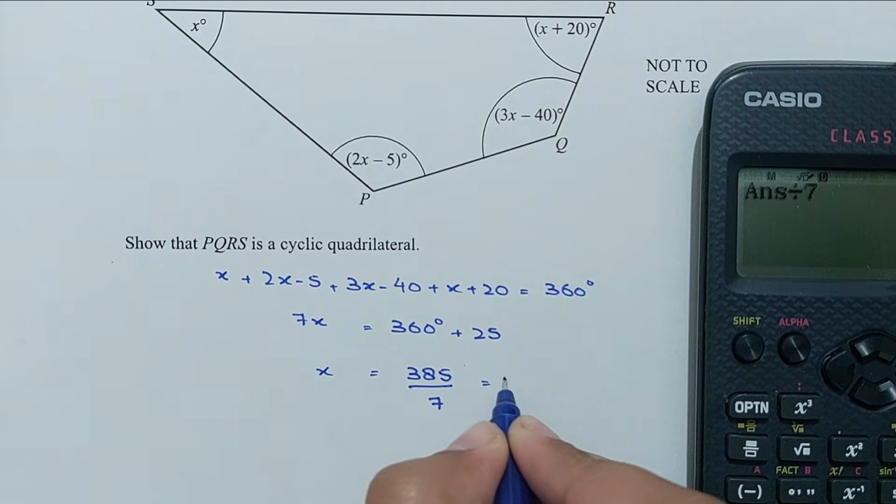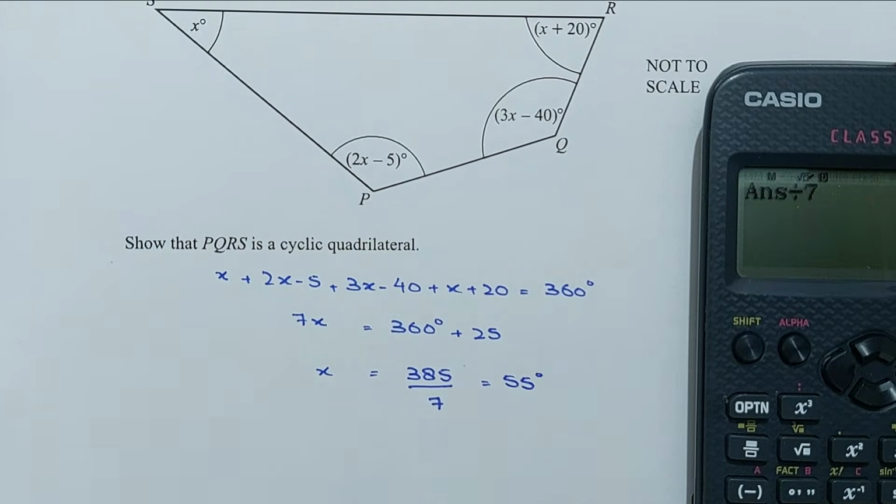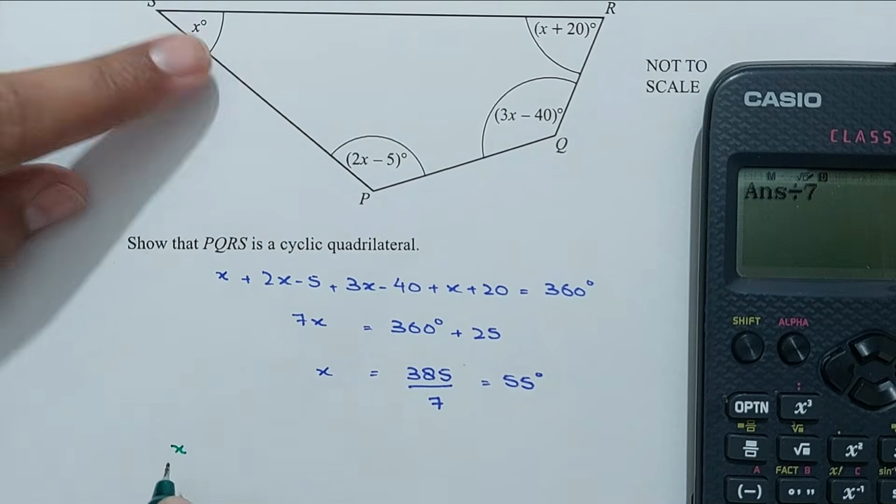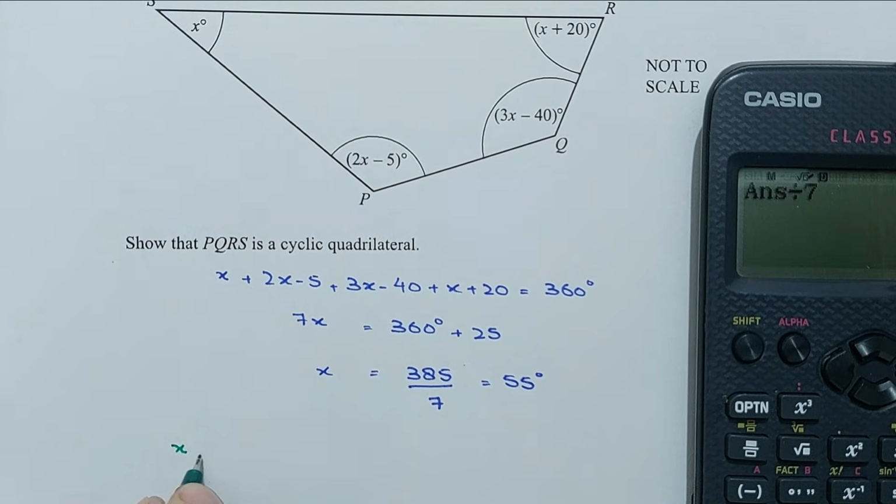So x is 55. Now we have to show that opposite angles add up to 180. Okay, so we have x, it means the sum of x and 3x minus 40 should be equal to 180. Right, x is 55. 55 plus 3 into 55 minus 40.